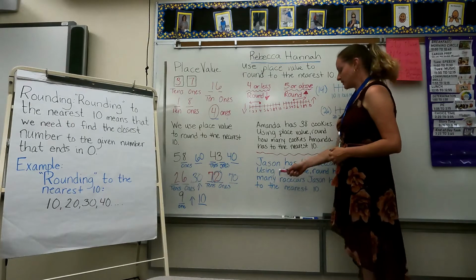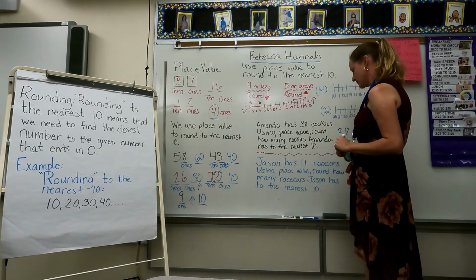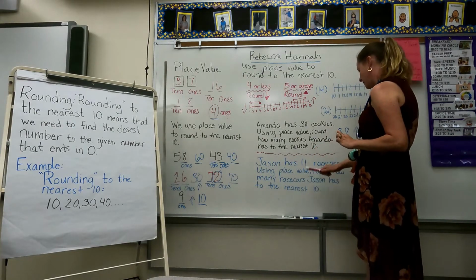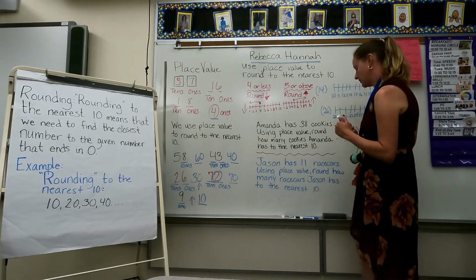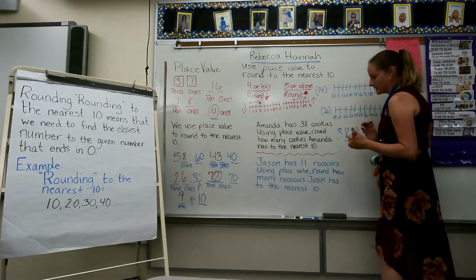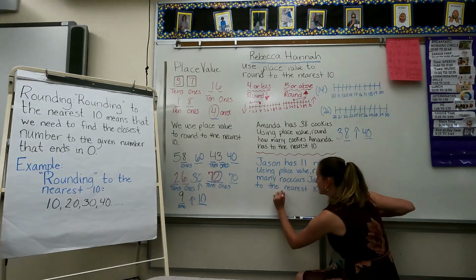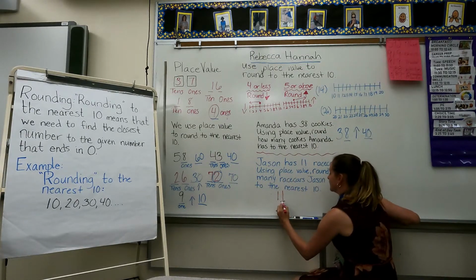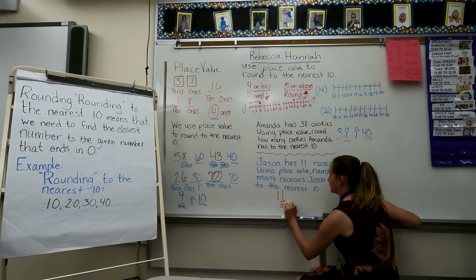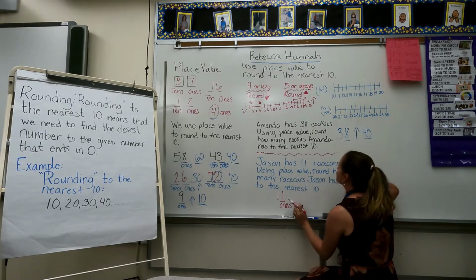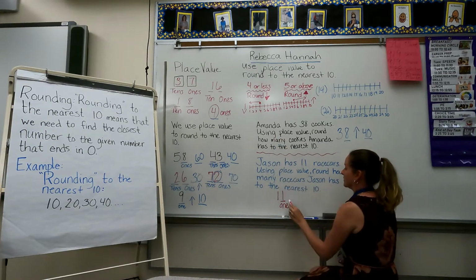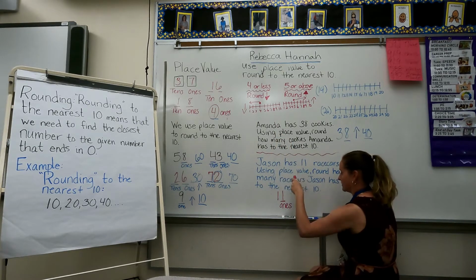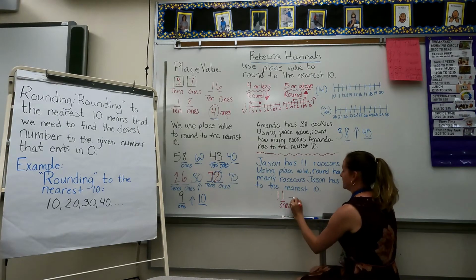Our next problem here says Jason has 11 race cars. Using place value, round how many race cars Jason has to the nearest 10. So I write my number 11. I can see the number in my ones place is 1. I have 1 ones, and because 1 is 4 or less, we're going to round down to the nearest 10. The nearest 10 to 11 is 10.